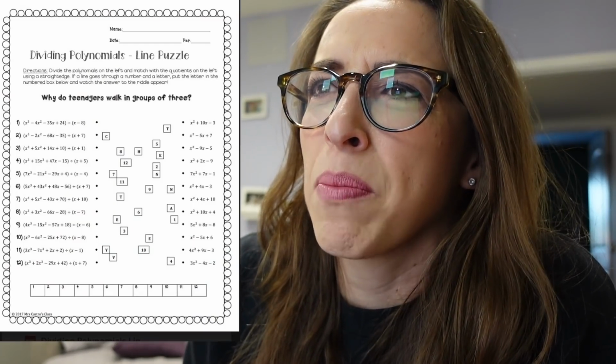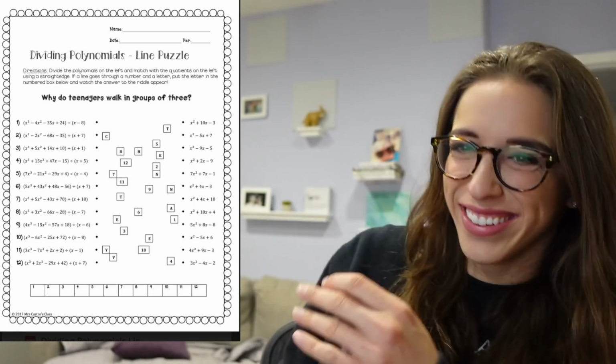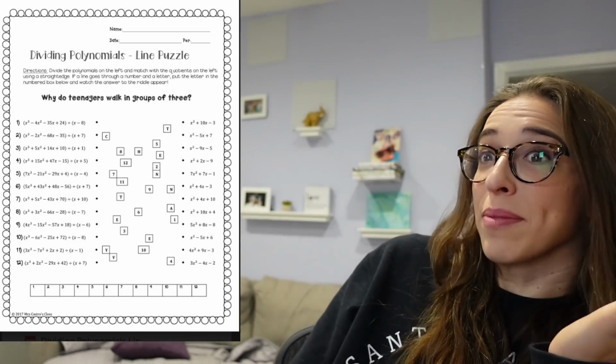Oh, dividing polynomials? Get out. This is a line puzzle? Directions: divide the polynomials on the left and match with the quotients on the left using a straight edge. Wait, there's two things on the left? They're both on the left? If a line goes through a number and a letter, put the letter in the number box, but they're both on the left. How are they both on the left? One of them's gotta be on the right.